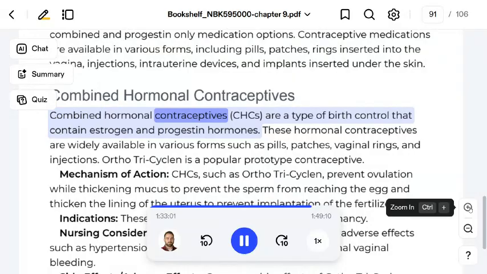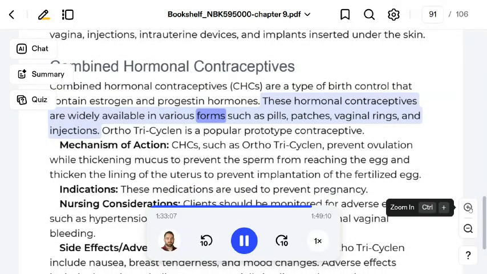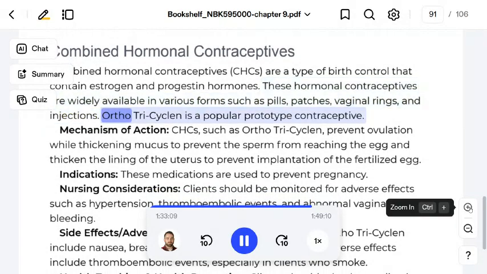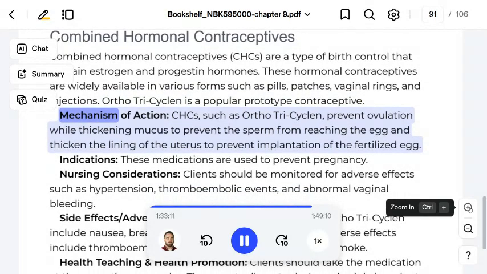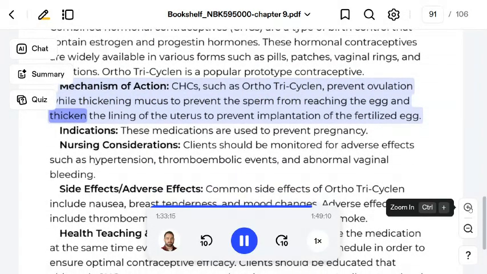Combined hormonal contraceptives are a type of birth control that contain estrogen and progestin hormones. These hormonal contraceptives are widely available in various forms such as pills, patches, vaginal rings, and injections. Ortho Tri-Cyclen is a popular prototype contraceptive. Mechanism of action: CHCs, such as Ortho Tri-Cyclen, prevent ovulation while thickening mucus to prevent the sperm from reaching the egg and thicken the lining of the uterus to prevent implantation of the fertilized egg.